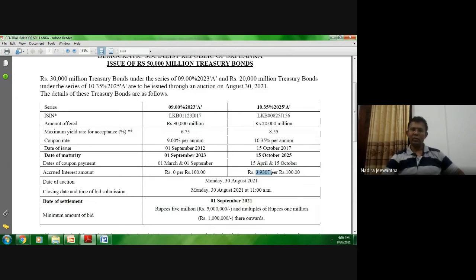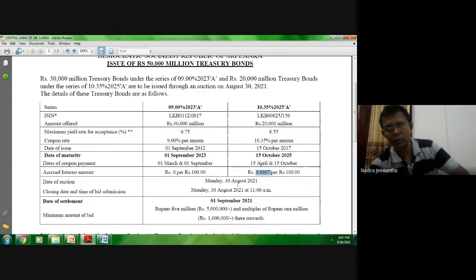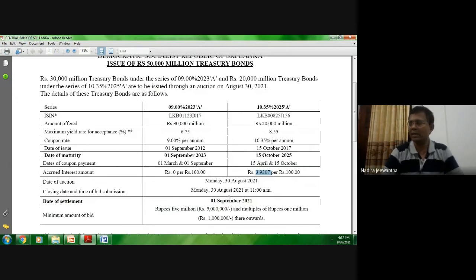To calculate from the last coupon date to the settlement date, last coupon date 15th April to 31st of August, divided by 365, 100 into the 10.35 coupon. Same thing, you get this answer. The last digit changes. So that's how you do this. Understood? That's how it goes, right?